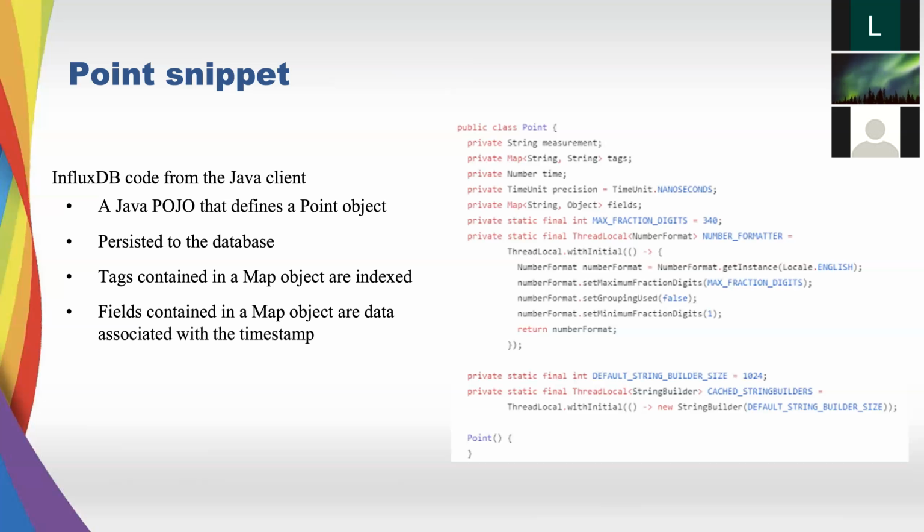The map for the fields is, again, a map collection of fields that is the actual data that we want to persist along with the timestamp. And then the rest are basically internal faculties that we won't have access to. You can see they're all private and static final methods and variables. These are things that the client is intended to use, but not the user.